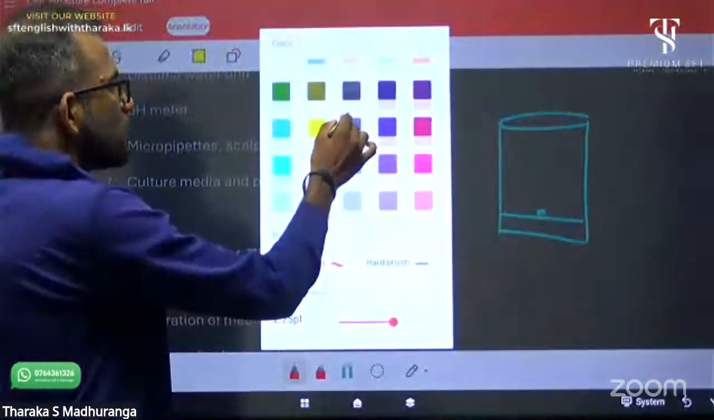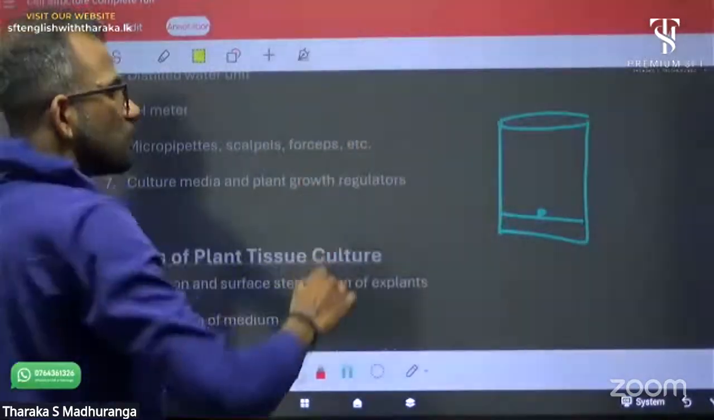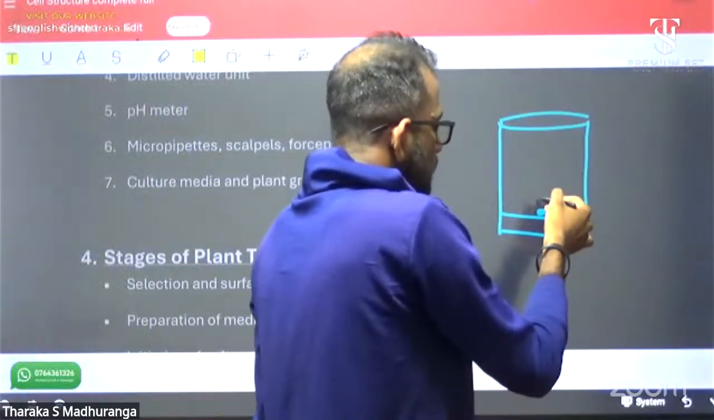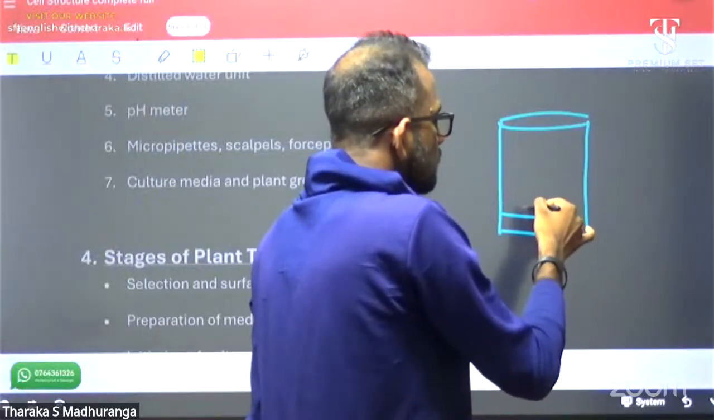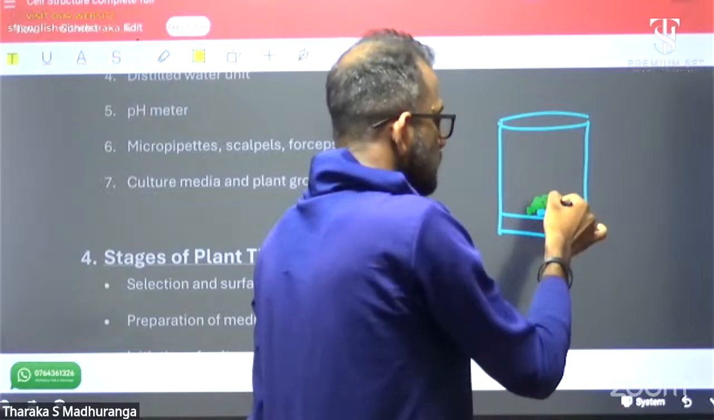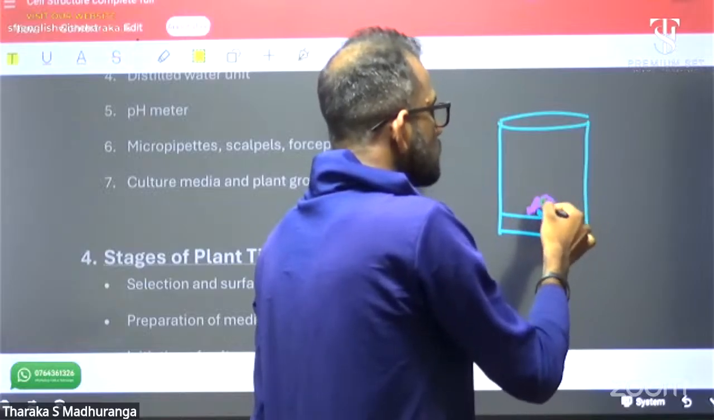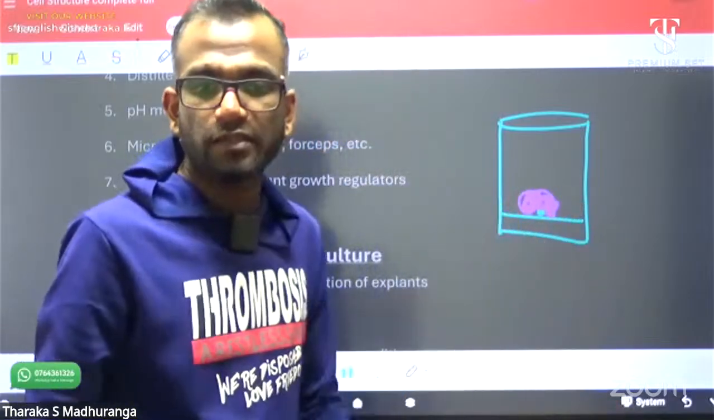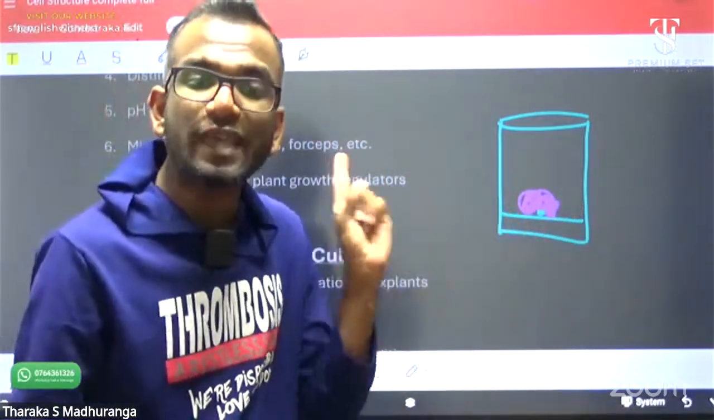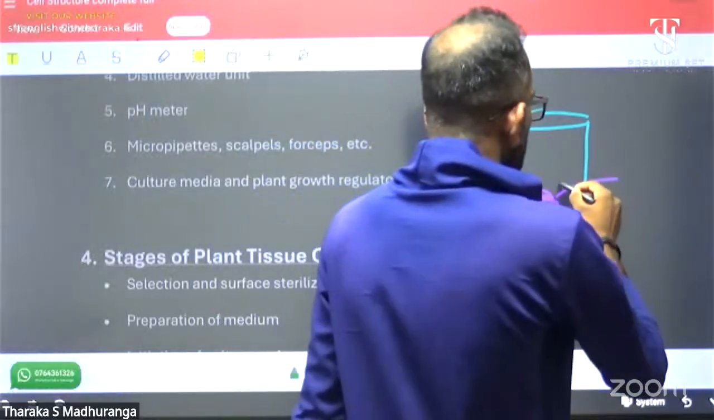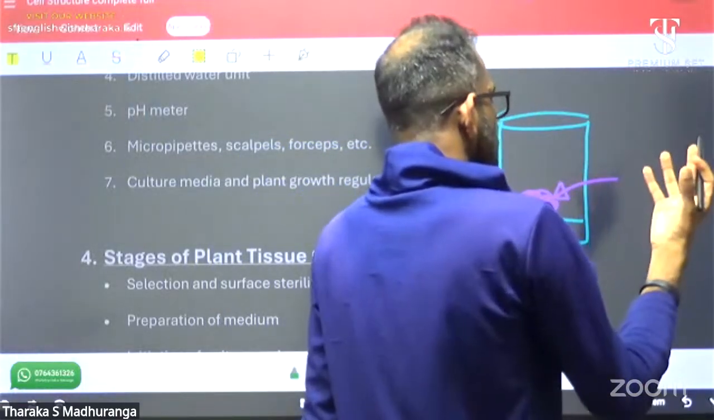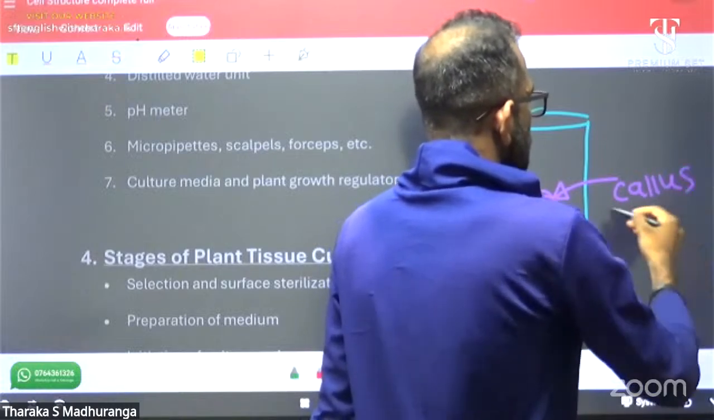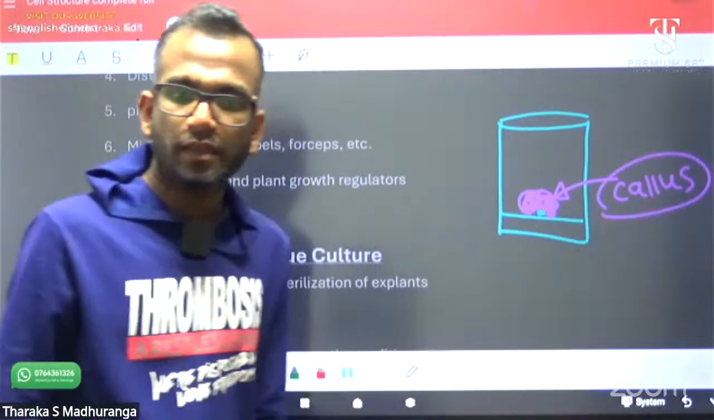Okay, within 1 week or 10 days, due to this culture media, what happened? This plant tissue is producing new cells, and it's converted into a cell structure like this, that we call callus. That is a callus.